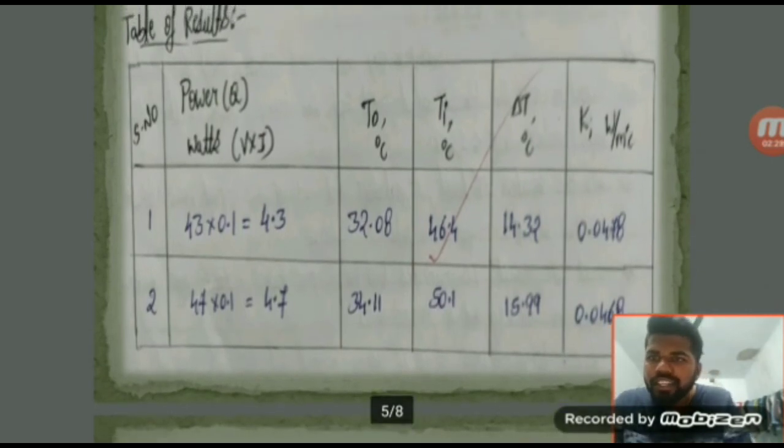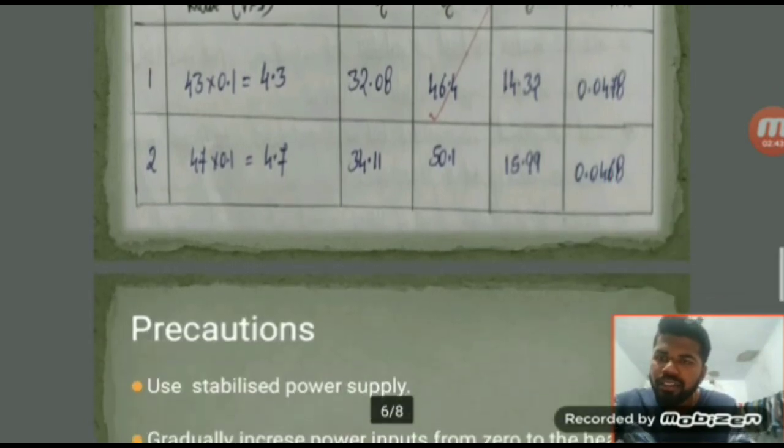The table of results is given like that. Initially we have to write the power input, and then the outside temperature, inside temperature, the change in temperature, and the coefficient of thermal conductivity of the insulating material.